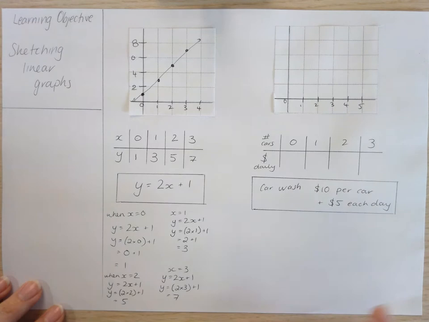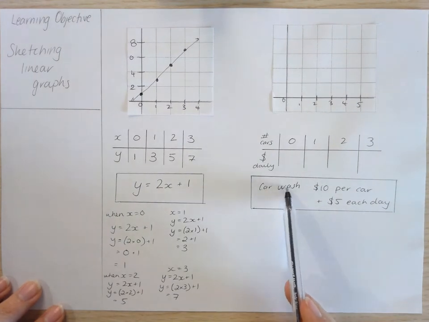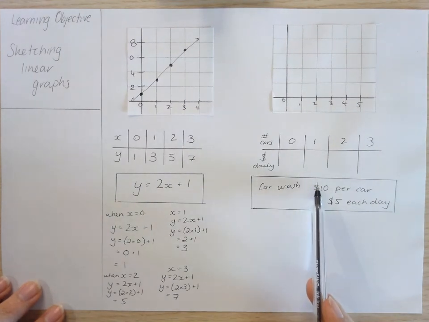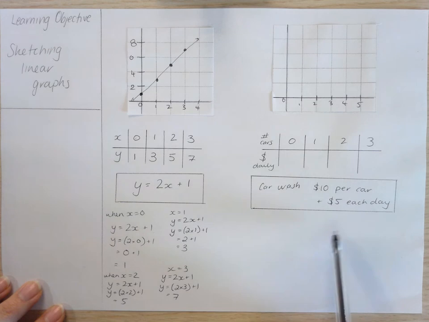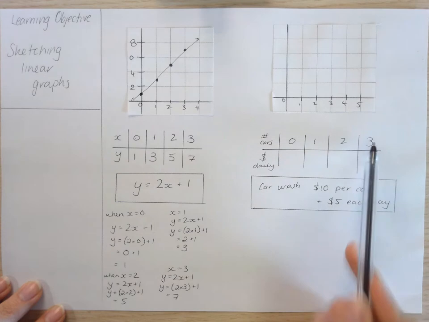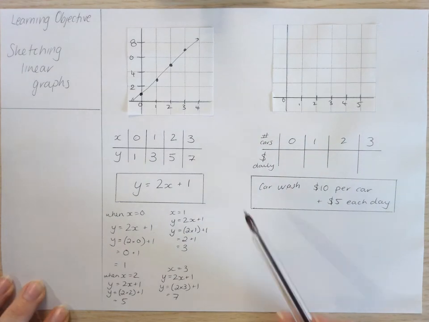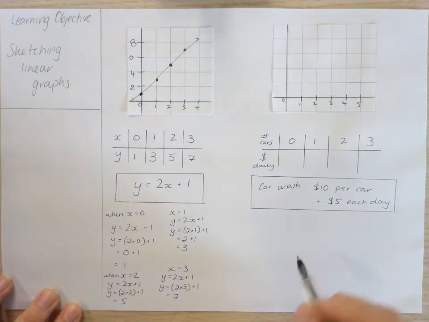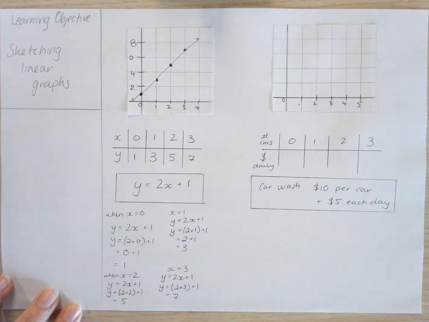Right, in this case, we have a different story, and it's a car wash, where every single day you rock up, you earn $10 per car that you wash, and they give you an extra $5 a day just for showing up. Okay, so we want to figure out, if I have washed a certain number of cars, how much money am I going to make? So we have to start with an equation. How does this information turn into an equation?